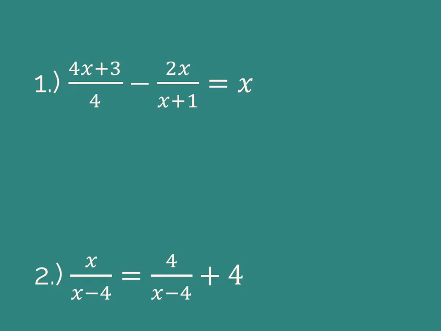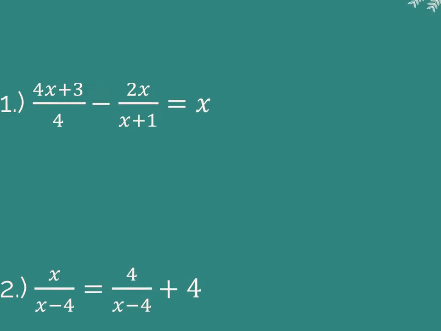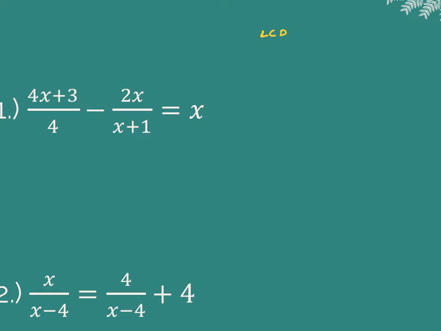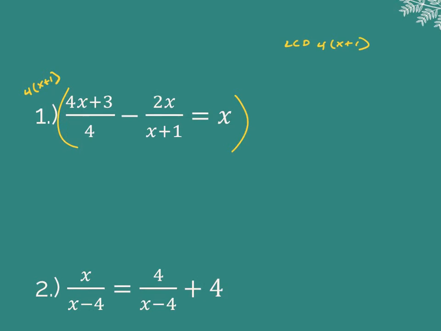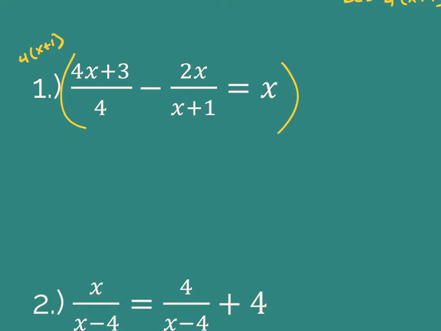So what am I going to do here? What's the least common denominator? 4 times x plus 1. Good. So I'm going to multiply everything times 4 and x plus 1. I'm going to do this long step once, but then I won't repeat it after this.